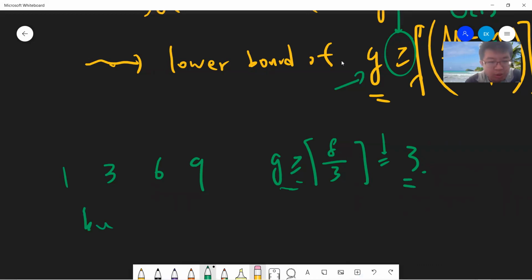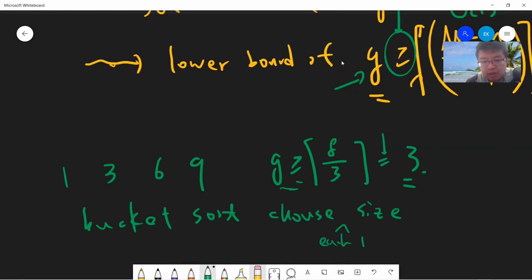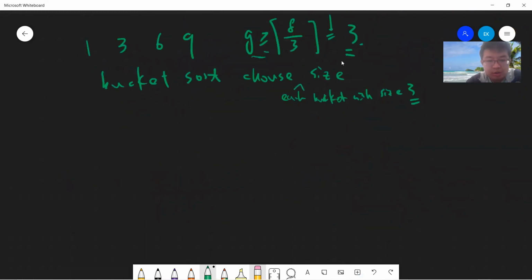Okay, so now we can use the bucket sort and choose each bucket with size 3. Okay, so now here is a trick, right? Let's find the minimum and create the buckets. So the buckets look like this, we have 4 buckets.